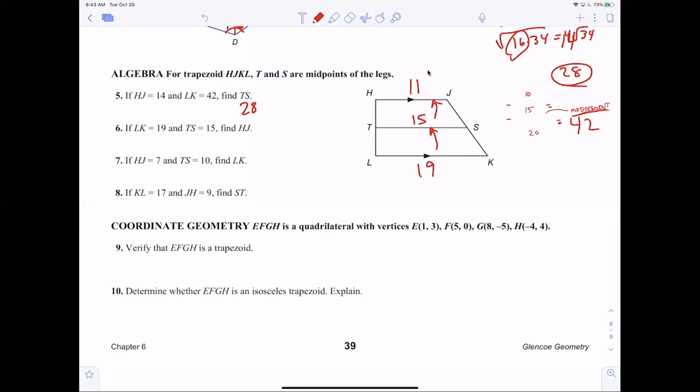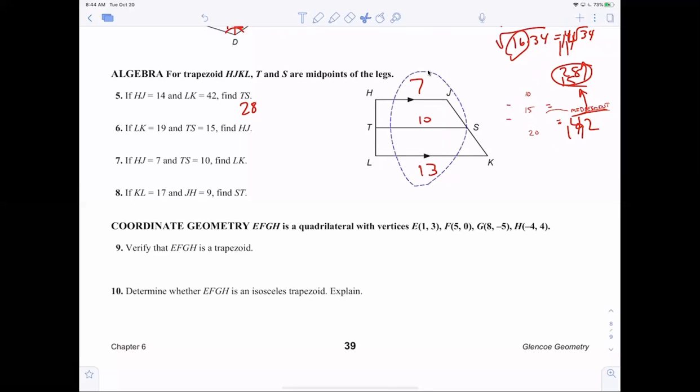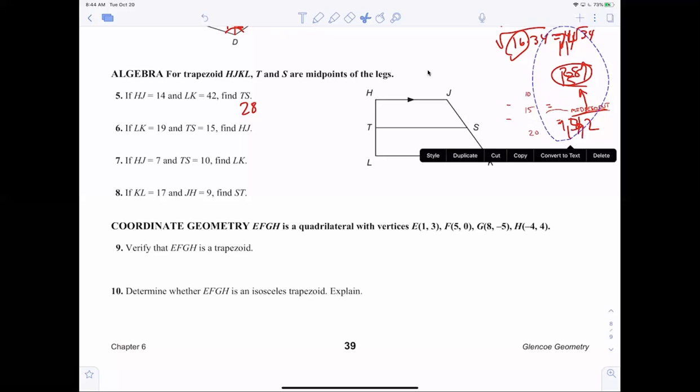All right. Let's try. You got your calculator out now. You can do the math. That's good. HJ is 7. TS is 10. 13. What'd you get, Bo? 13. Okay. We got a right answer from Bo today. 13. All right, let's go to the next one.